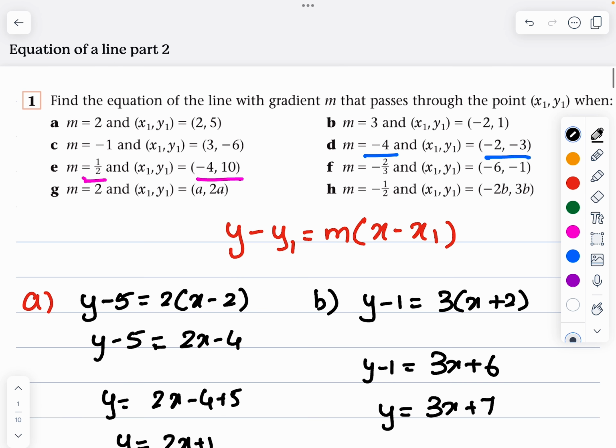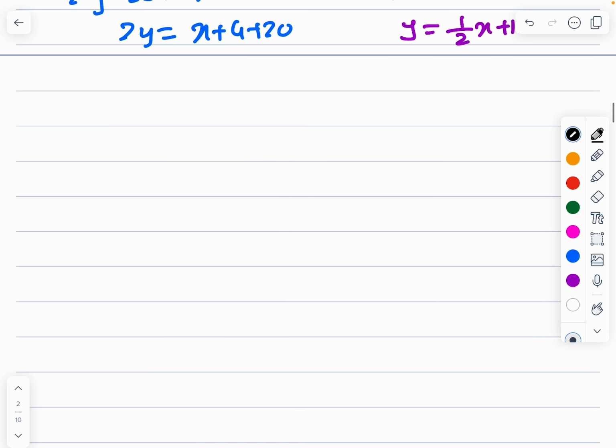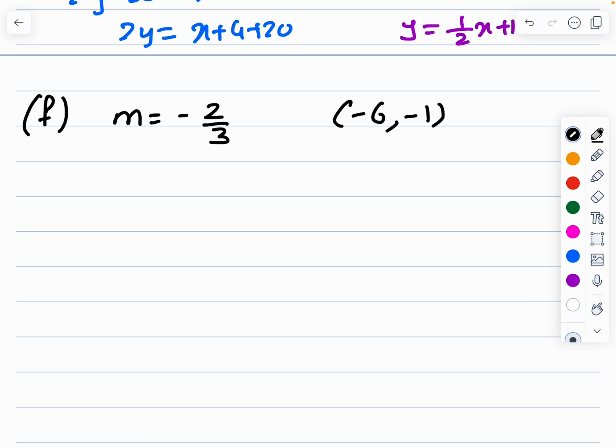Part F, minus 2 upon 3, minus 6, minus 1. The gradient is minus 2 upon 3 and the point is going to be minus 6, minus 1.